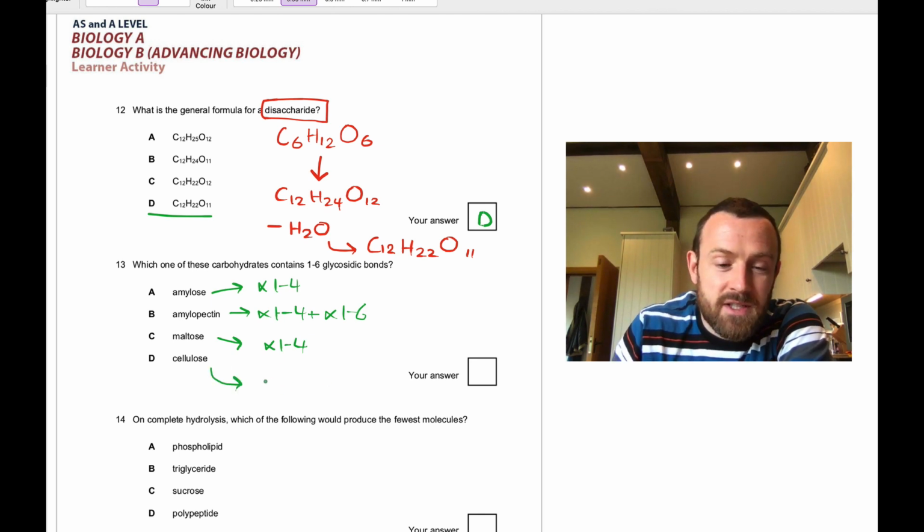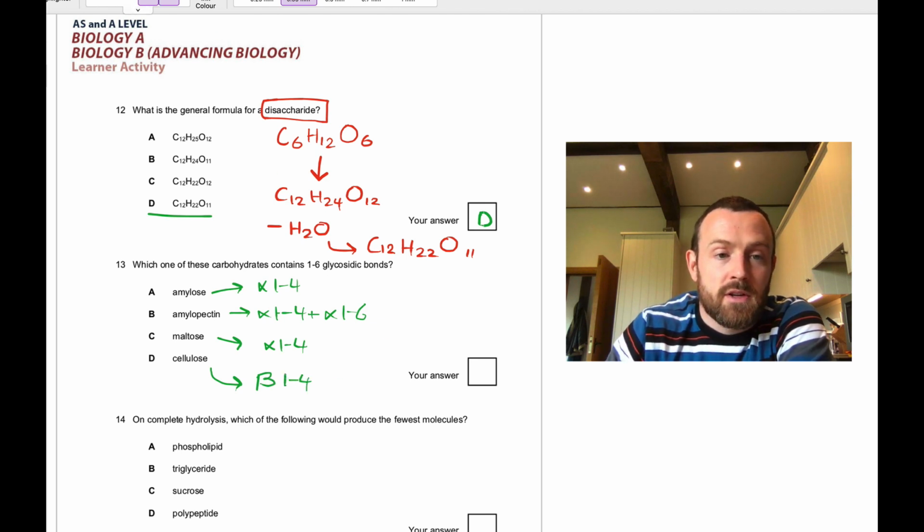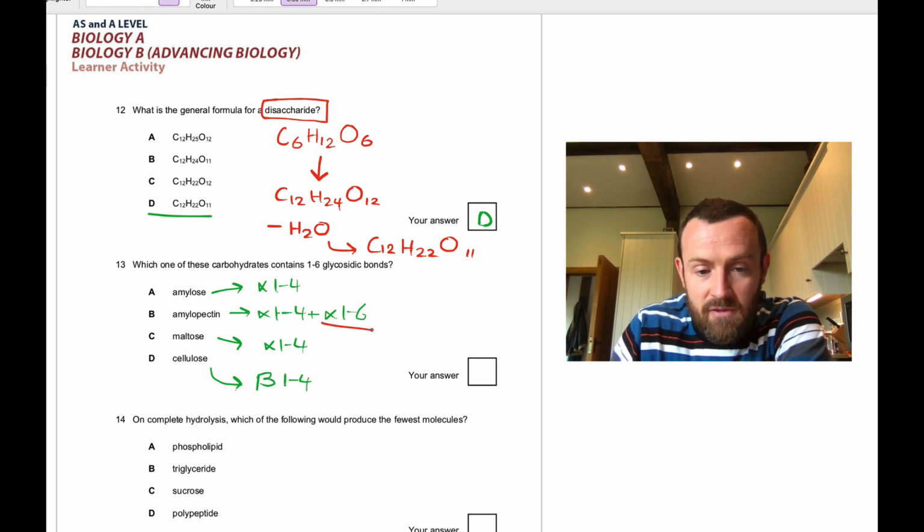Cellulose, this is a slightly different one. It's a beta 1,4 glycosidic bond. So the only one that has this alpha 1,6 is amylopectin. So the answer is B.